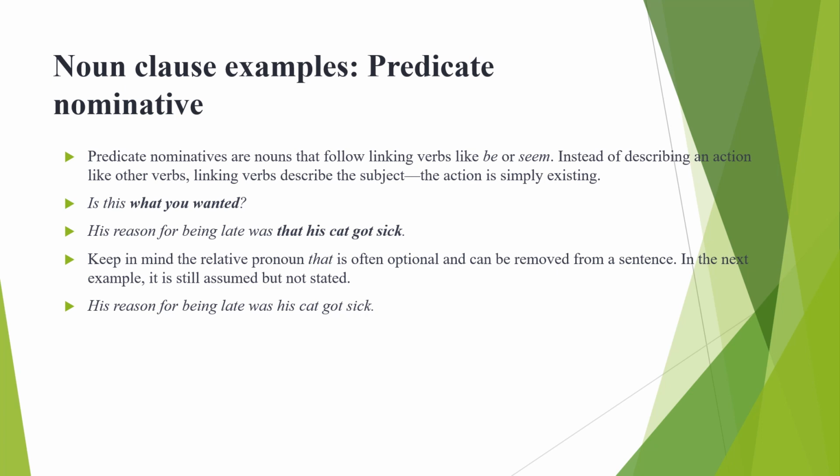His reason for being late was that his cat got sick. That his cat got sick is a noun clause and it is behaving as a predicate nominative. Keep in mind the relative pronoun that is often optional and can be removed from a sentence. In the next example, it is still assumed but not stated. His reason for being late was his cat got sick.